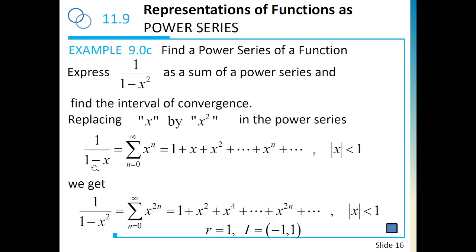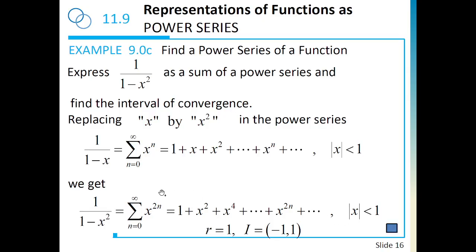So we replace x by x squared here, so we get our expression. We replace x by x squared in this term, so we'll have x squared to power n, so x to power 2n. And then we replace x by x squared in the interval of convergence, so we'll have x squared in absolute value smaller than 1. So again, x is between negative 1 and 1.